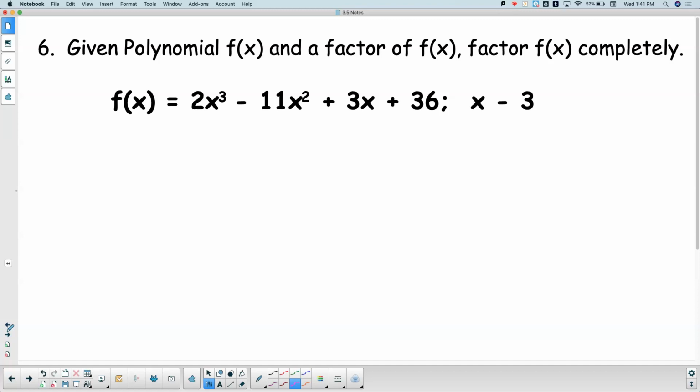Which stop is this one? Stop number 2. Factor completely. Okay? Go for it.